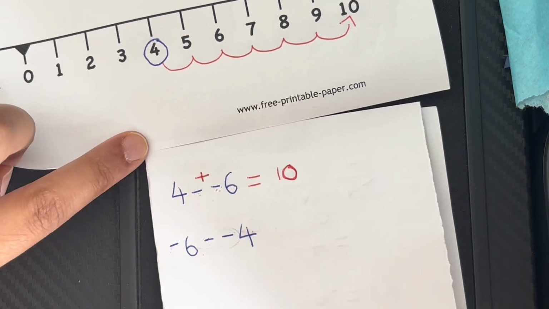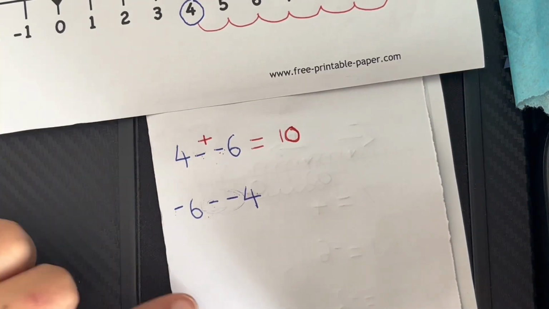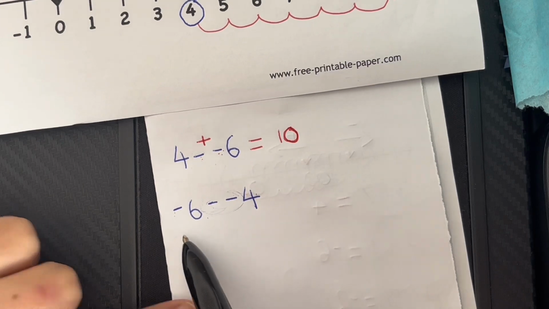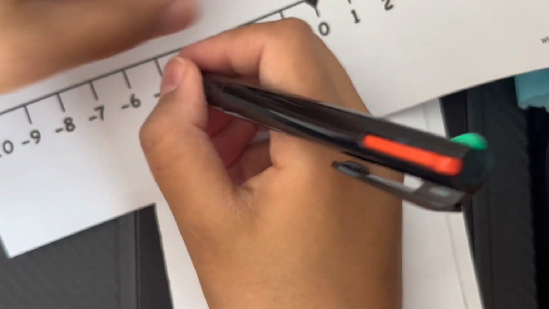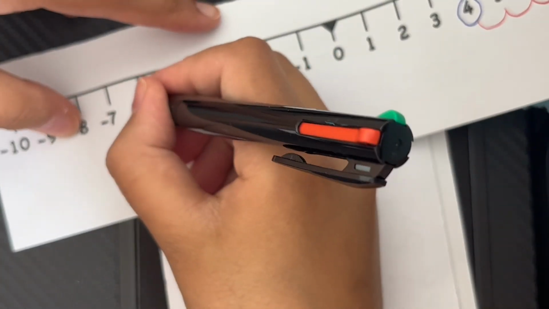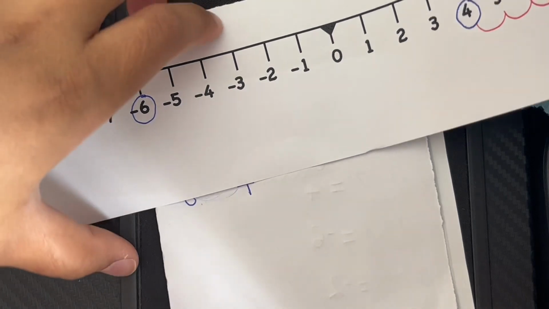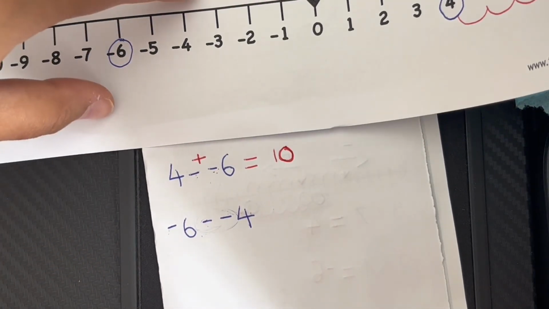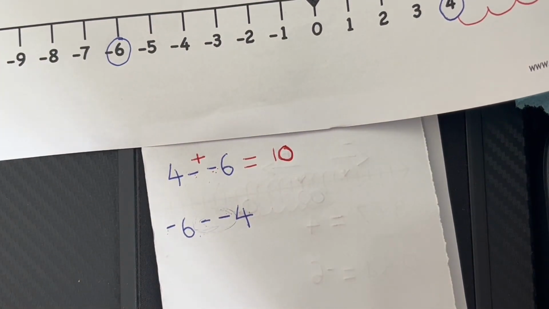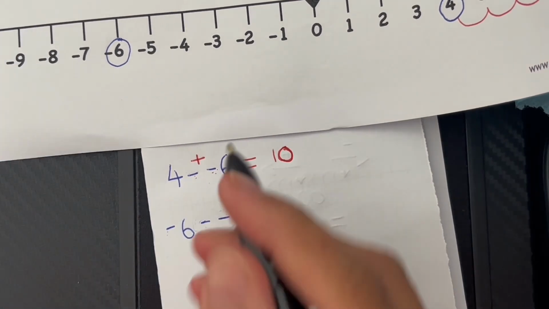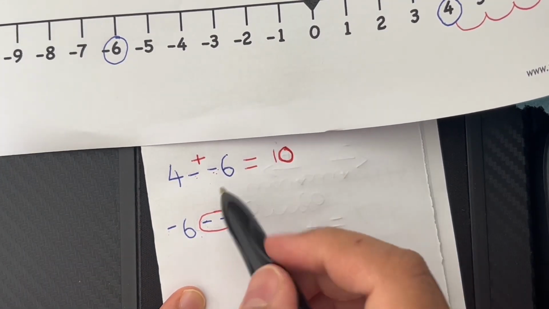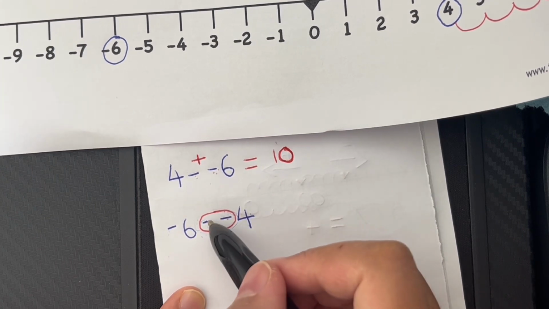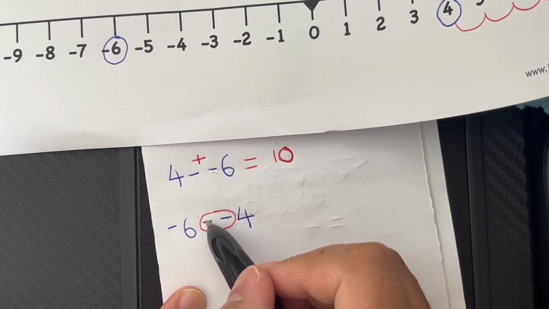And then the second example is -6, so we're starting at a negative number, -6, and we are taking away a -4. So again, I've got 2 negative signs right next to each other, these 2 here. And again, that negative sign reverses what my negative should be doing.